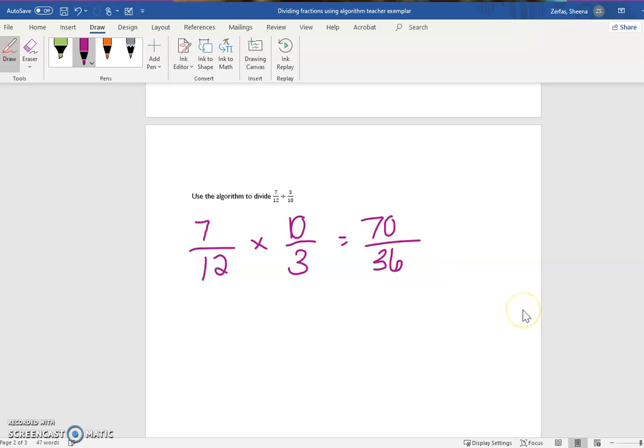In this one, we do have to go and simplify. For this, we can use a calculator to start. 70 and 36 are both even numbers, so I could divide each of those by 2. And by putting that into a calculator, 70 divided by 2 would give me 35. And 36 divided by 2 would be 18. This is still an improper fraction, so I have one more step to do to simplify.